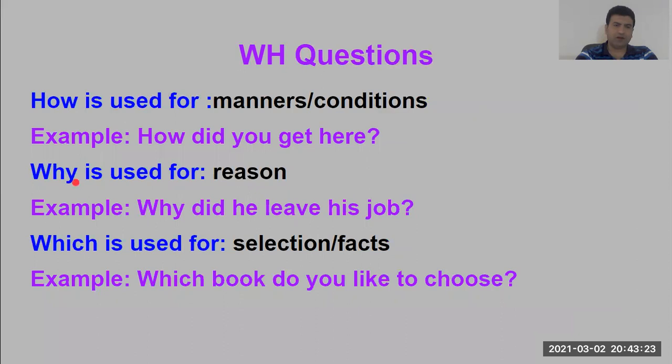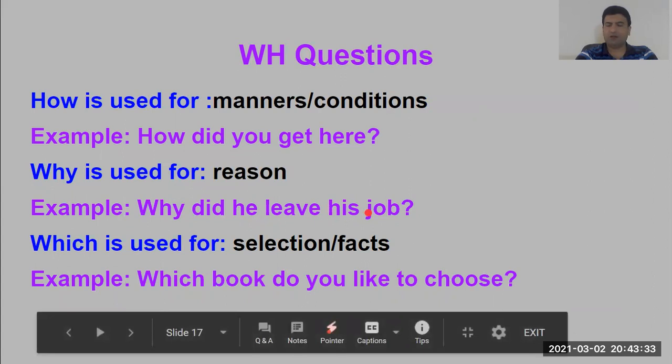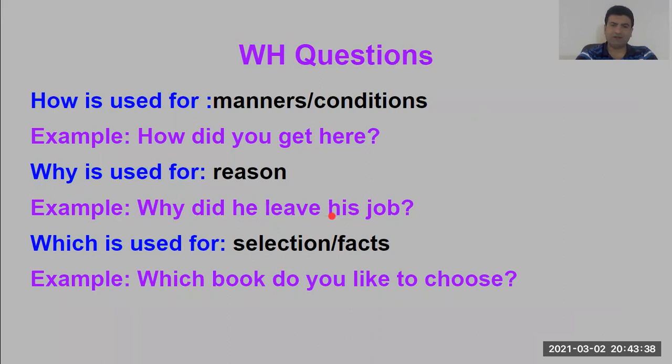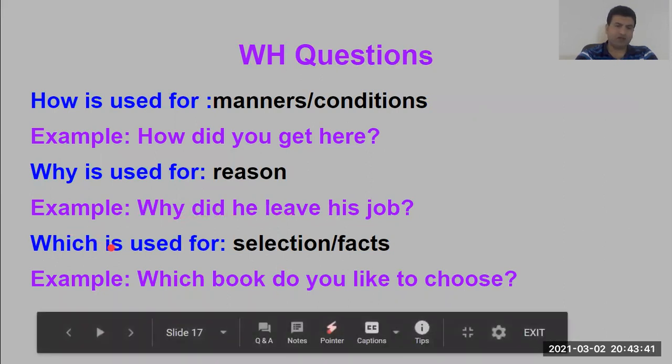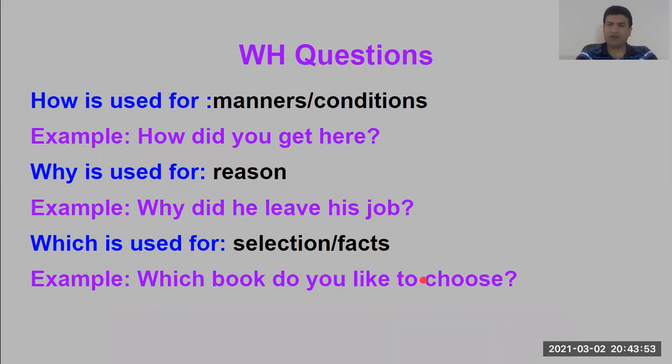And then we have the next one, why. This WH question word is used for reason. The example is, why did he leave his job? Because he was sick. So I told the reason. The answer should be the reason. Next one is which. This WH question word, which, is used for selection or facts. The example is, which book do you like to choose? The English grammar or English speaking book. So that's the answer. So it's also a kind of fact or selection.